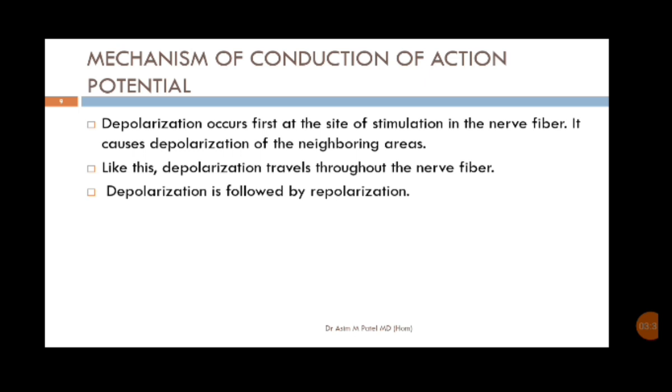Mechanism of conduction of action potential. Depolarization occurs first at the site of stimulation in the nerve fiber. It causes depolarization of the neighboring areas. Like this, depolarization travels throughout the nerve fiber. Depolarization is followed by repolarization.